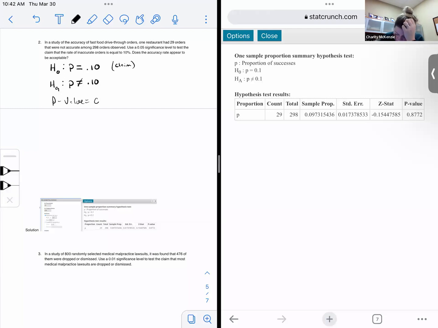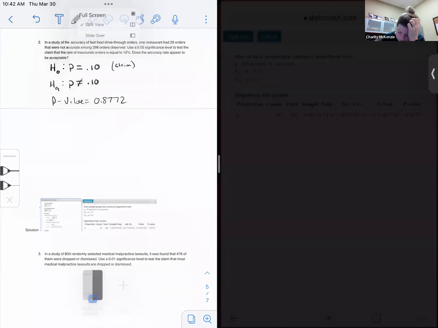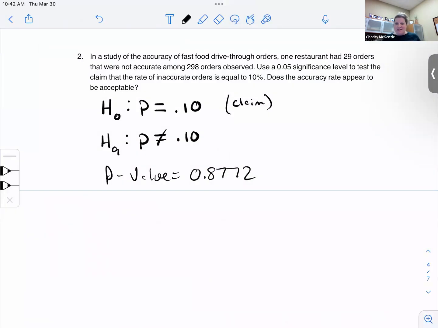Okay, so our p-value, we're going to write that over here, is equal to 0.8772. That is super high. So is that bigger than 0.05? Yeah, by a lot. So if it's low, the null must go. We aren't going to reject the null. The null's not going away. So we fail to reject the null. That's the wording we want to say. So we fail to reject the null.